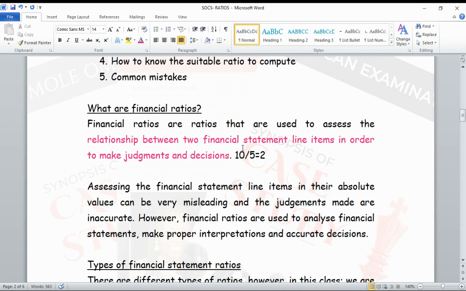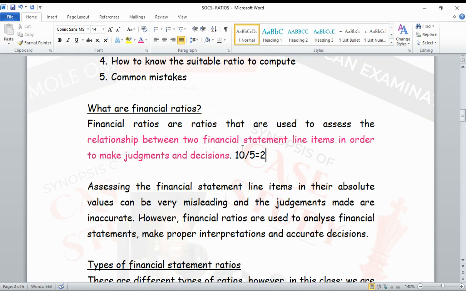So financial ratios are not like mathematical ratios, where probably they'll tell you to divide a circle into 4, and you have 1 over 4 plus 1 over 4 plus 1 over 4 plus 1 over 4. Those are mathematical ratios, right? But in this particular case, we're dealing with financial ratios. So we are going to be comparing two financial statement items, not dividing a circle into 4. We're looking at financial statement line items.